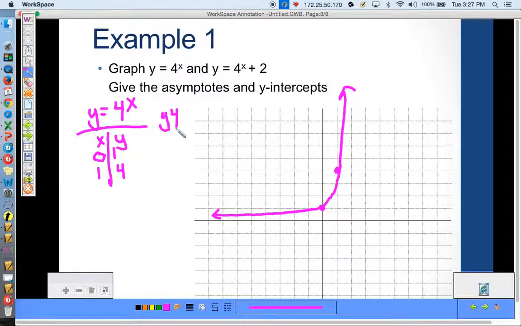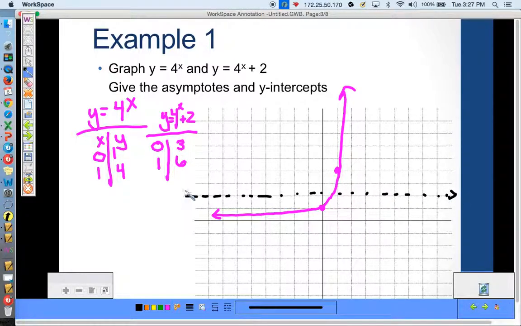Where if we have 4 to the x plus 2, well, what happened here? It shifted up 2. So when x is 0, 4 to the 0 is 1, plus 2 is 3. When it's 1, 4 to the first is 4, plus 2 is 6. But what we have to remember is our asymptote shifted 2, so from the x-axis, it moved up 2. So we have the coordinates 0, 3, and 1, 6. Whoops, I missed that one, but there's our graph.